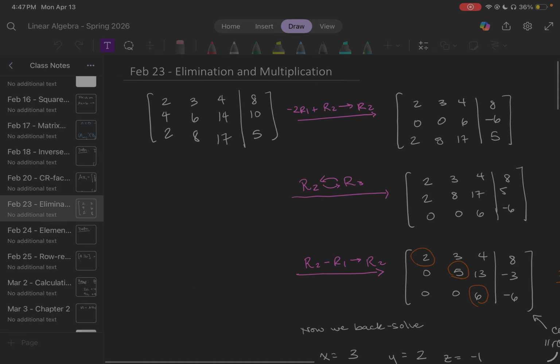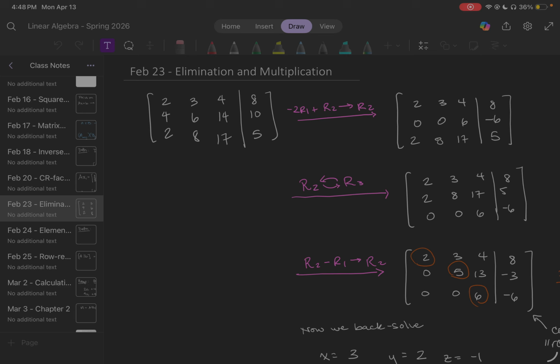Hello everybody, we're going to start talking about elimination and multiplication together. For matrices, this is a really important topic that you can look into. Let's get started. We have here a 3 by 3 matrix with a b vector added on to the end, and we're going to do row reduction for this matrix.